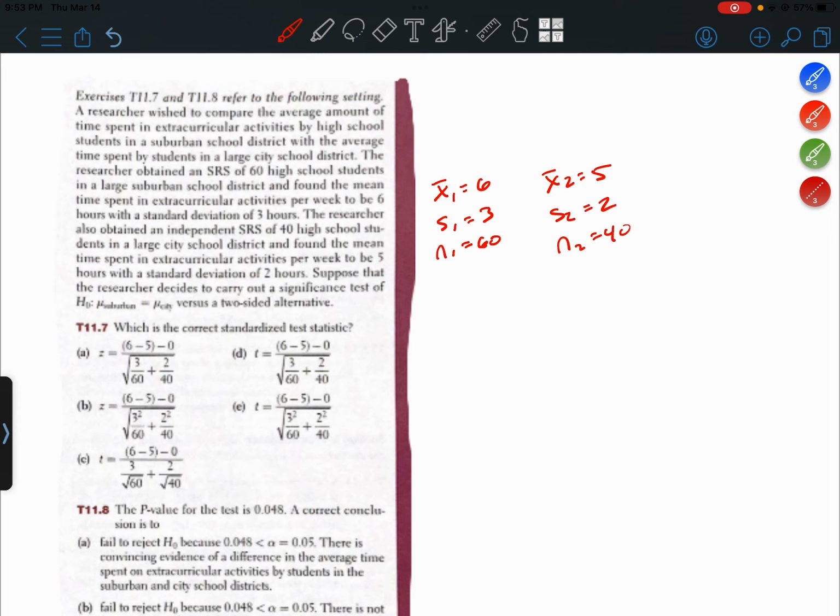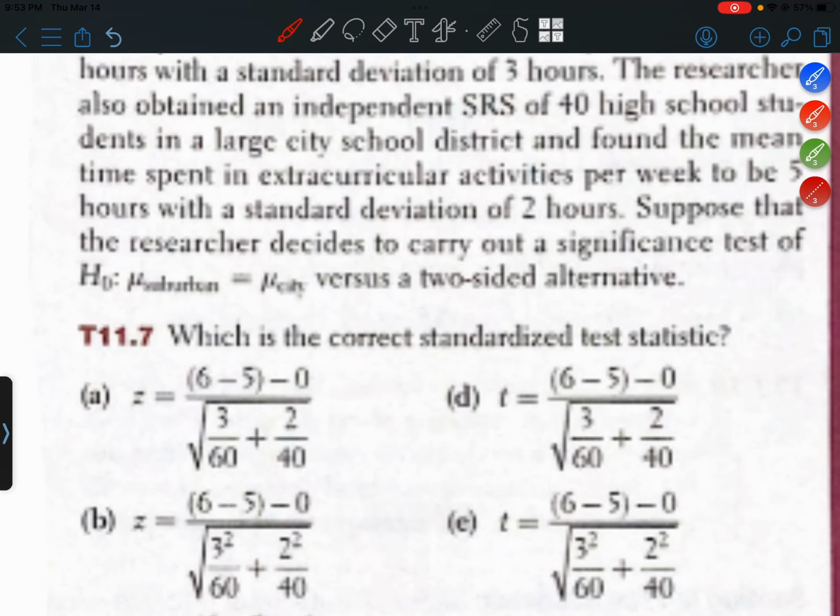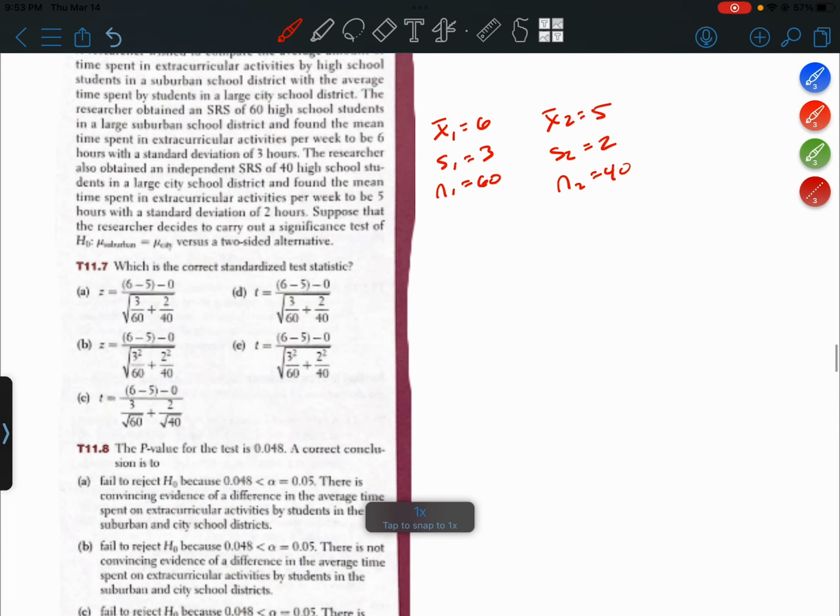All right, suppose that the researcher decides to carry out a significance test of, okay, so that says null hypothesis, mu suburban equals mu city. In other words, the true means of the two regions are the same, versus a two-sided alternative. So a two-sided alternative would be HA: mu suburban not equal to mu city. All right, T11.7, which is the correct standardized test statistic?